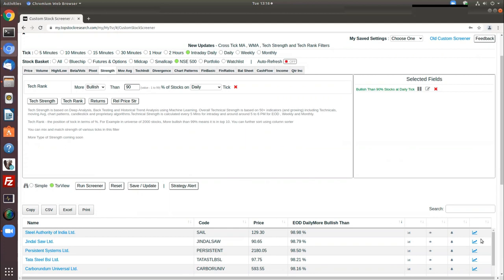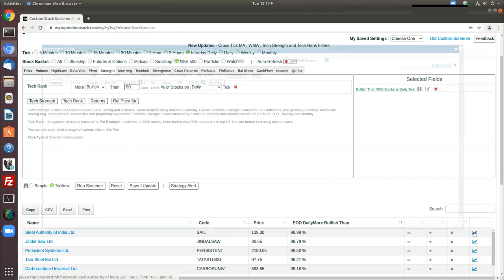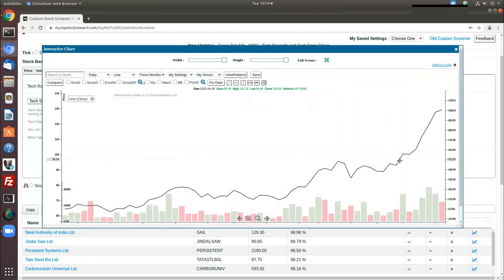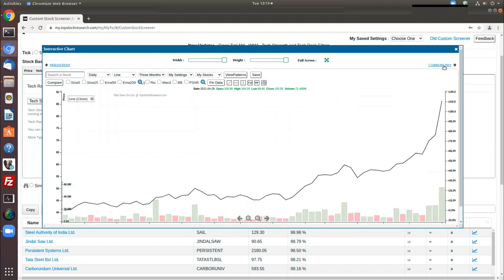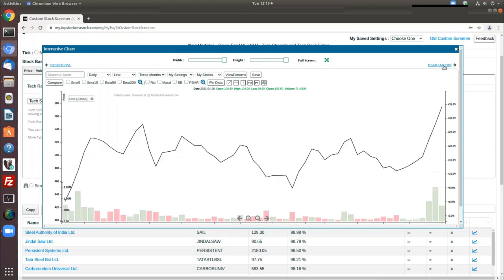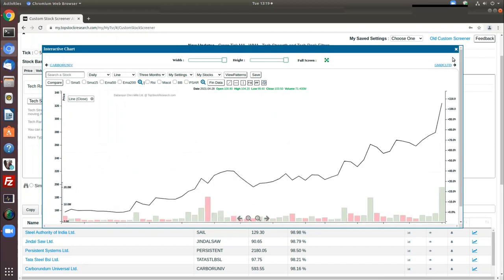Let's see how it is. If you see, the movement is continuously upward. This particular screener uses a lot of different parameters, which we'll explain later when we cover technical strength. But if you see all the stocks here, they must be extremely bullish or in a very strong uptrend on daily charts. So this is pretty obvious from here.